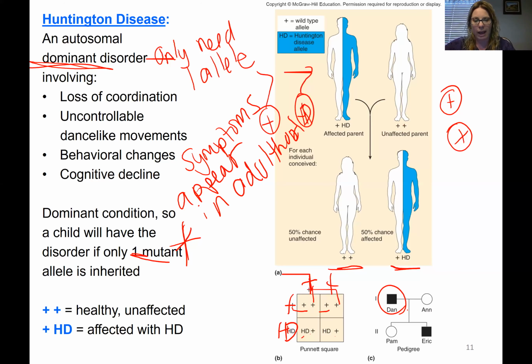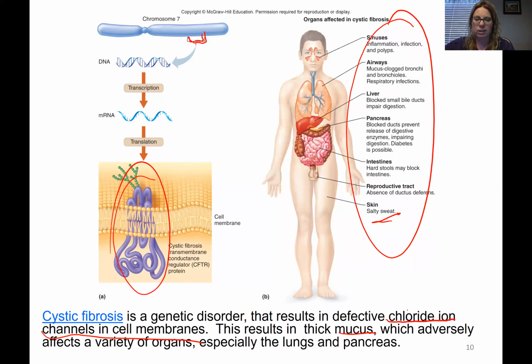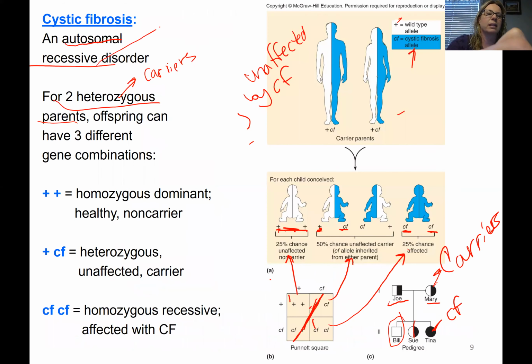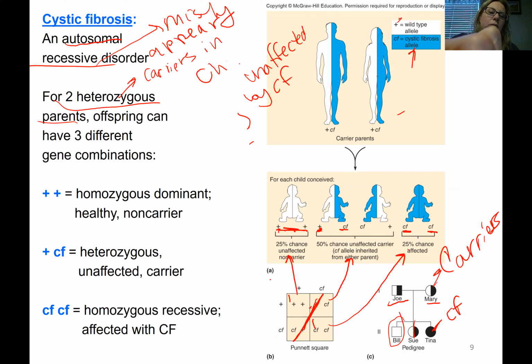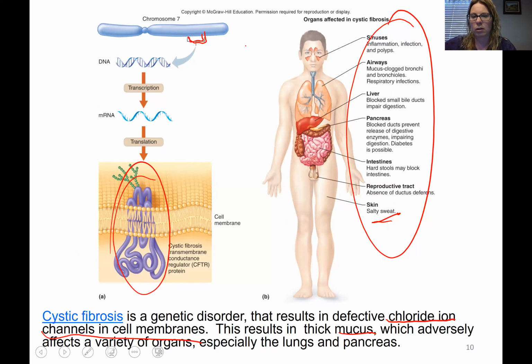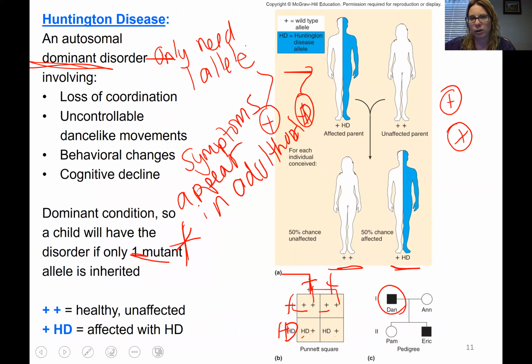Okay, and I'm going to back up one. With cystic fibrosis and other recessive disorders, these mostly appear in childhood. Okay, so recessive disorders a lot of times will appear in childhood. Those symptoms will develop. Dominant disorders will appear mostly in adulthood.